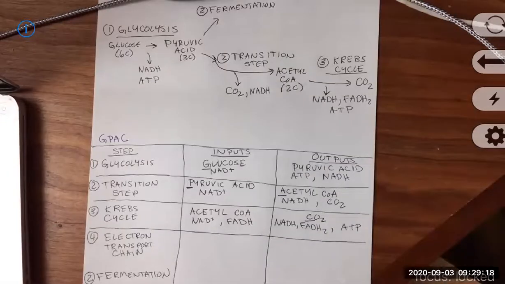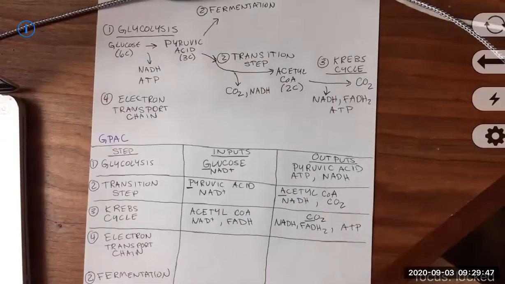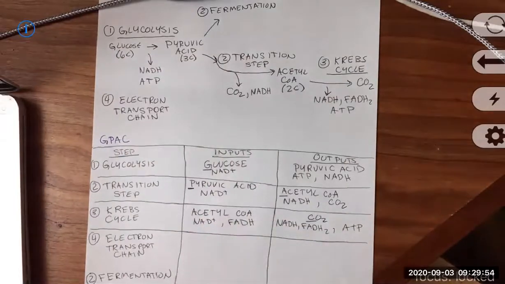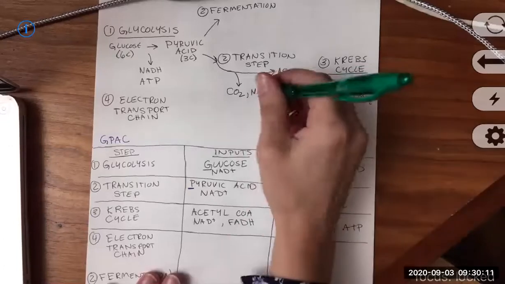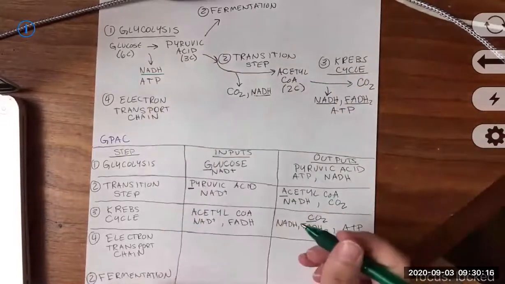Okay, let's move on to the electron transport chain. In the electron transport chain, the electrons that were gathered in these previous steps of glycolysis, the transition step, and the Krebs cycle will be brought to an electron transport system that's embedded in a membrane. And the electron carriers will deliver those electrons as a source of energy for creating proton motive force and generating ATP. So I'm going to underline all of our electron carriers in green so that you can see them, NADH and FADH2.